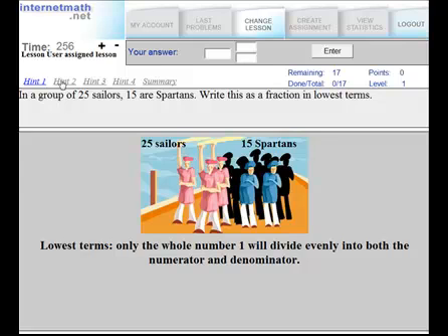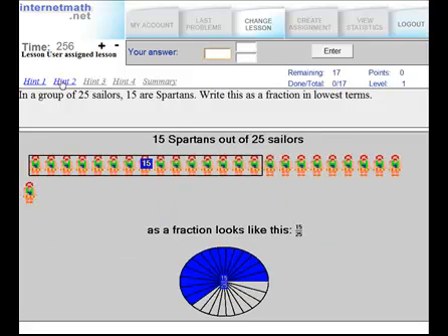Now, we probably don't know what that means, so we look at hint 2, and we see that if we counted these particular sailors here, we would actually have 25, and in the box we have 15 out of 25. To see what that looks like as a fraction of the whole, we have 15 out of 25.